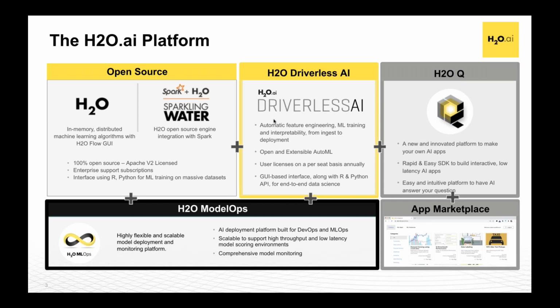So there are two solutions of AutoML from H2O. One is the open source H2O AutoML, and the other product is H2O Driverless AI. We'll see shortly what the differences are between the AutoML solution from the open source and the enterprise product that we have called Driverless AI. And then we have H2O ModelOps, and we are coming up with an app marketplace, etc.